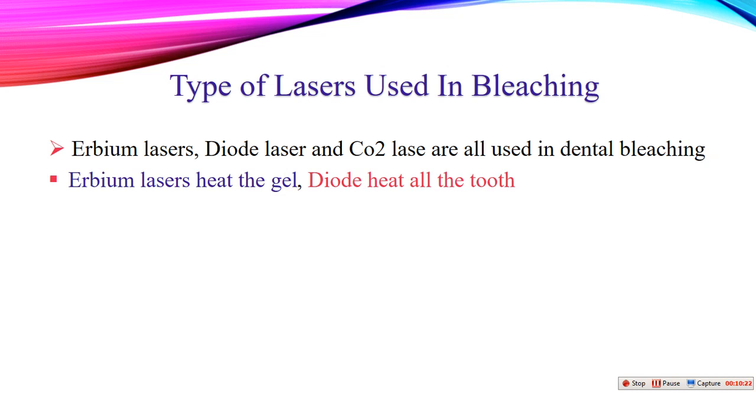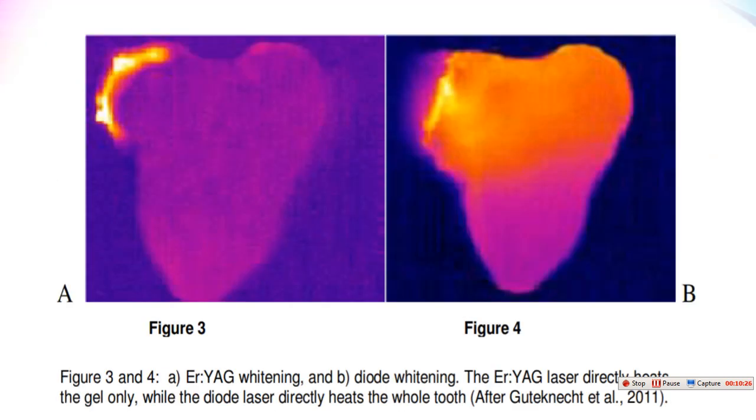This is the difference between erbium and diode laser. As seen in this picture, this is the erbium acting on the gel only. Its reaction is photochemical. But diode, due to the high depth of penetration, acts on all the tooth structure, meaning their reaction is photothermal. This is the difference between these two types of laser.